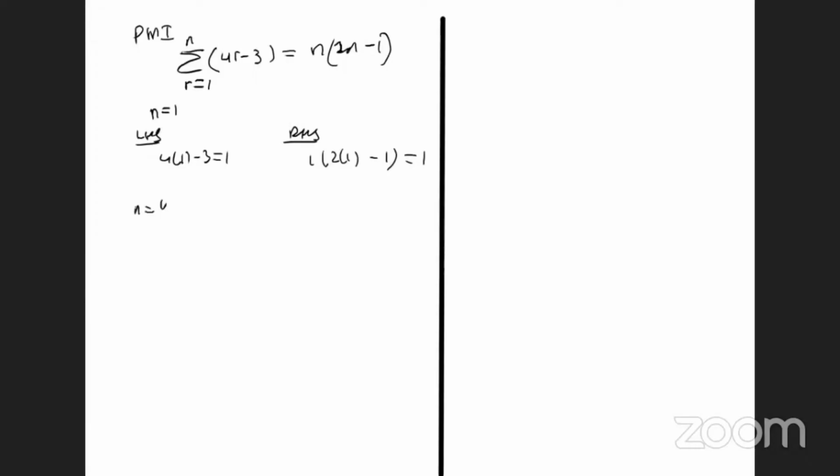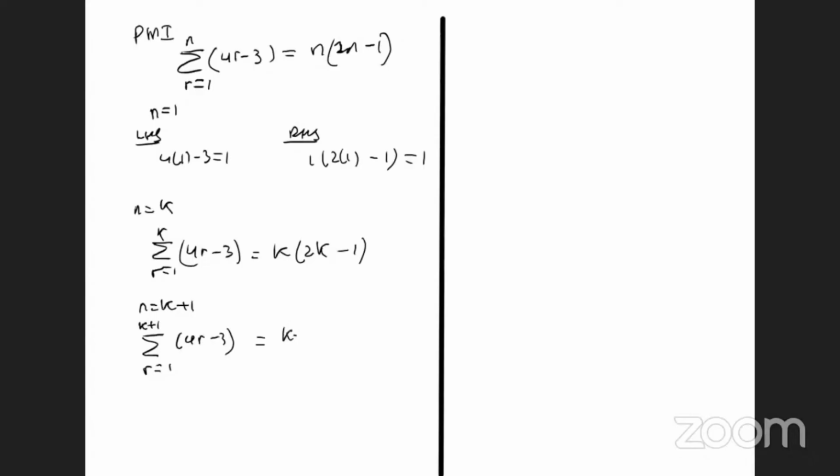Right? n equal to k, summation of r going from 1 to k of 4r minus 3. Remember, you only replace n with k and not r. So you'll get k by 2k minus 1. And then n equal to k plus 1. That'll be the summation of r going from 1 to k plus 1 of 4r minus 3 is equal to k plus 1 by 2 by k plus 1 minus 1. Notice I have my brackets there. So I'll get 2k plus 2 minus 1. That'll be 2k plus 1.